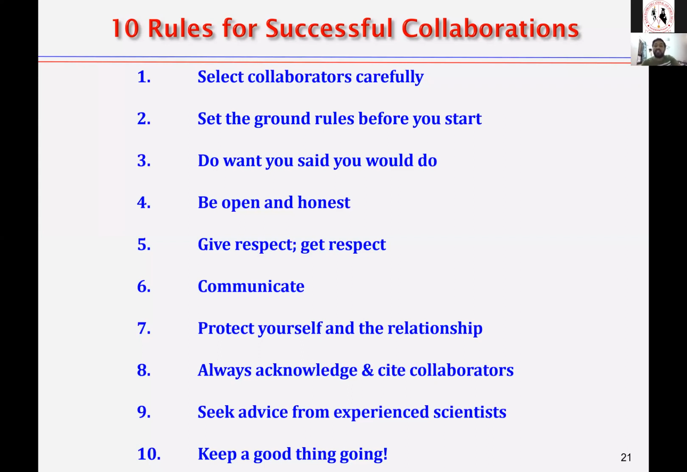Always acknowledge and cite collaborators. Appropriate credit should be given. This is very, very essential, and it is ethical. Seek advice from experienced scientists. Keep good things going. Neglect small disputes, and give more and more chances, and keep happy and make them happy. Exchange and celebrate and enjoy.